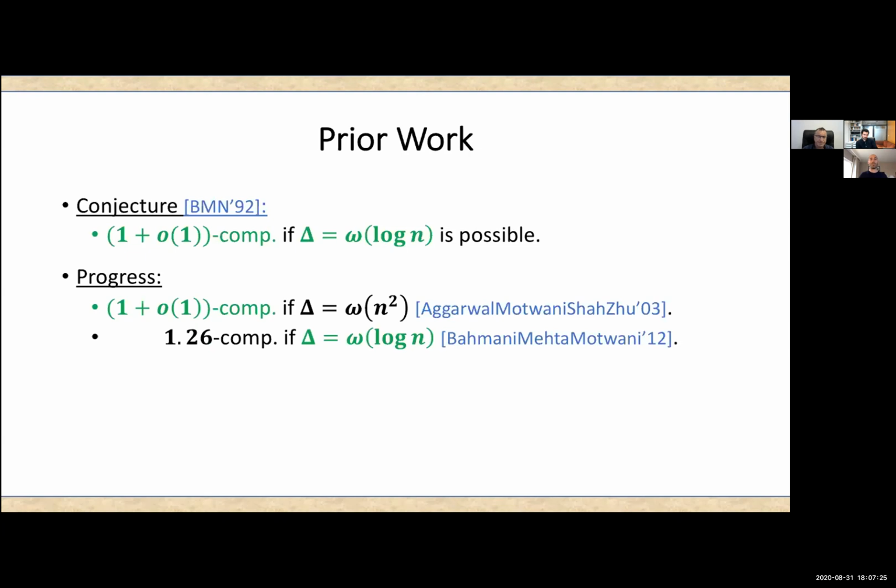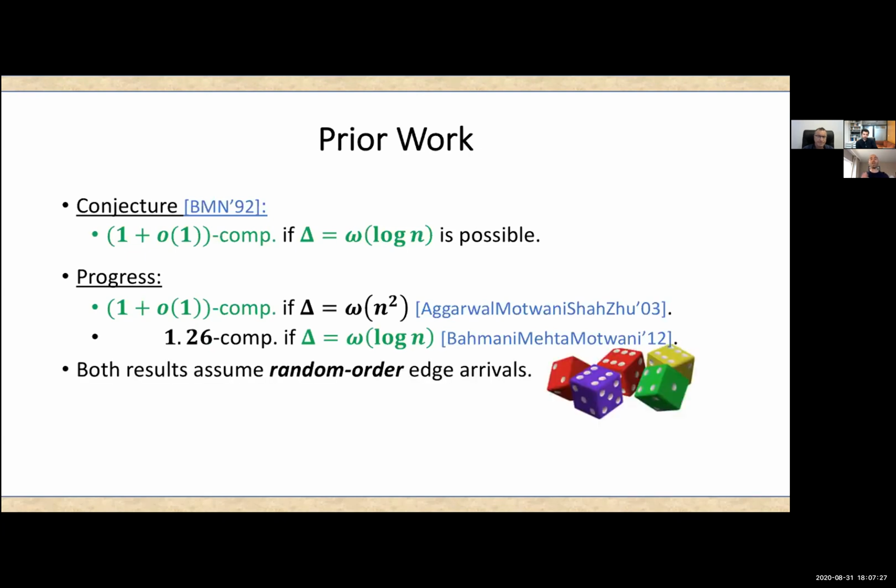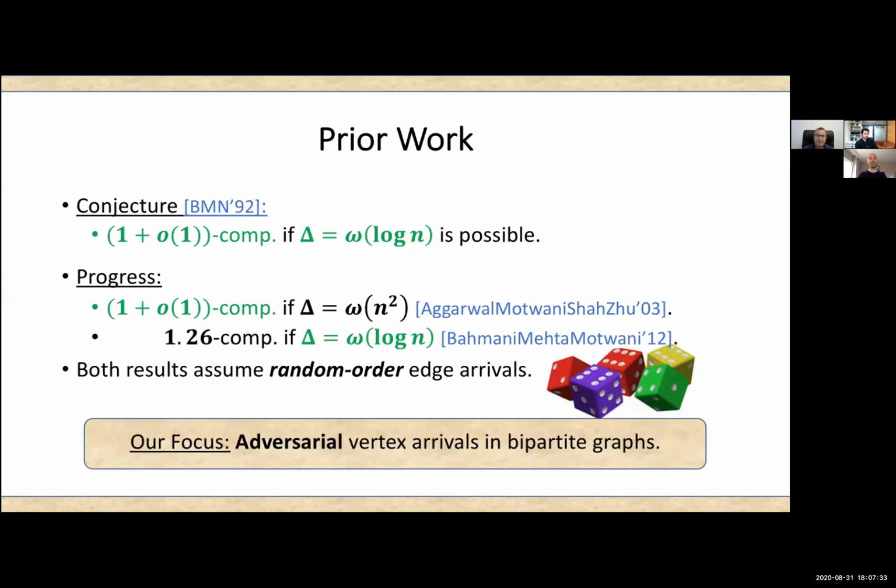I should also point out that both of these results assume random order edge arrivals. So they assume some kind of help on the part of nature. In this work, we study adversarial vertex arrivals in the bipartite graph model I mentioned earlier. So somewhat incomparable, but these are the closest results to compare to.